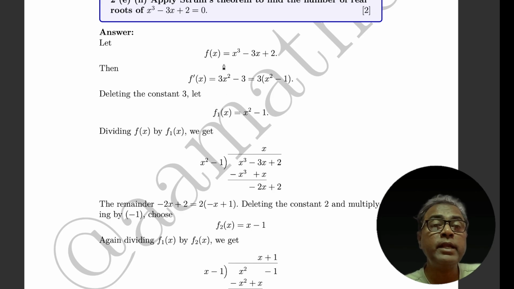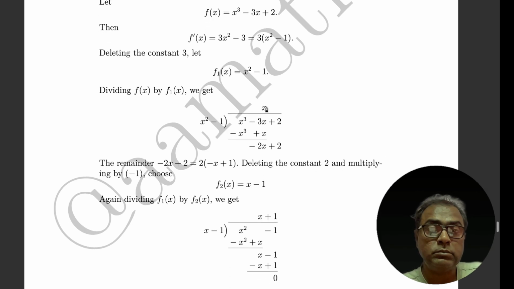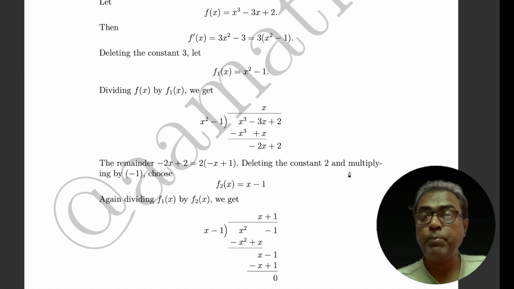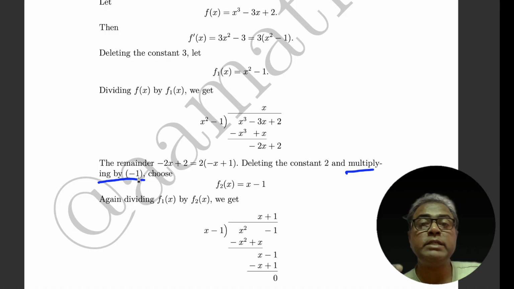Dividing f(x) by f1(x), where f(x) is this and f1(x) is this, we get this quotient, and this remainder, minus 2x plus 2. From this remainder, taking common only the constant term 2, and deleting the constant, then multiplying by minus 1. This is the important rule for the Sturm function: multiplying by minus 1 for each division. Choose f2(x) equal to x minus 1.